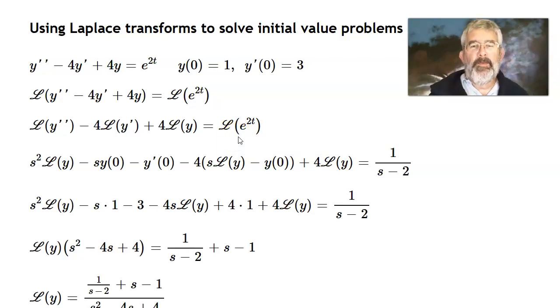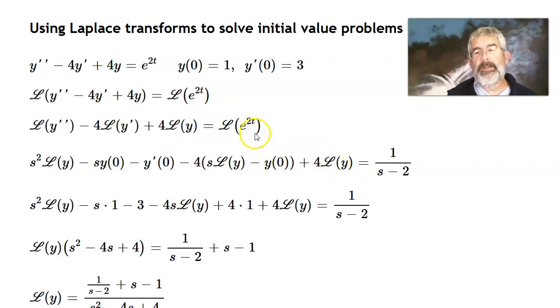Now, we had in a previous video the relationship between the Laplace transform of the derivatives of y and the Laplace transform of y itself. In particular, the Laplace transform of the second derivative of y is s squared times the Laplace transform of y minus s times y evaluated at 0 minus y prime of 0. And then minus 4 times the Laplace transform of y prime, which is s times the Laplace transform of y minus y evaluated at 0. And then I have the plus 4 Laplace transform of y.